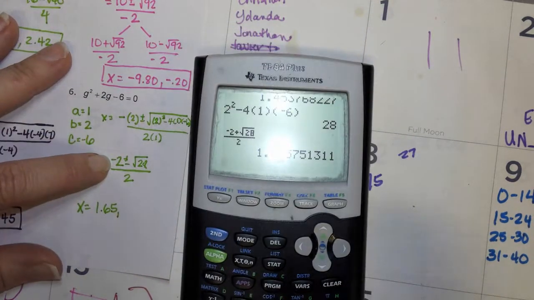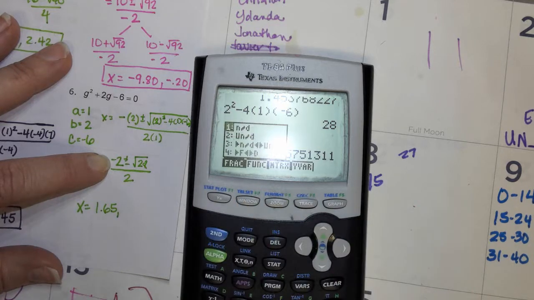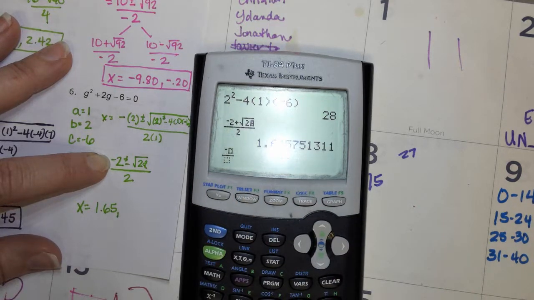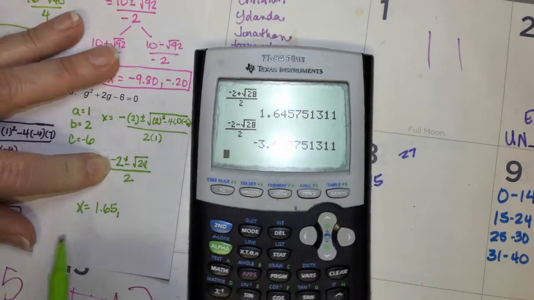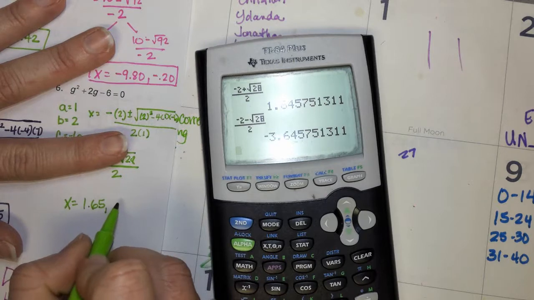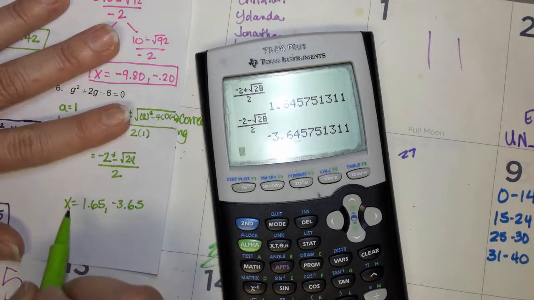And then our other one, this time we'll do the subtraction. So negative 2 minus the square root of 28 divided by 2. So then my other solution would be negative 3.65.